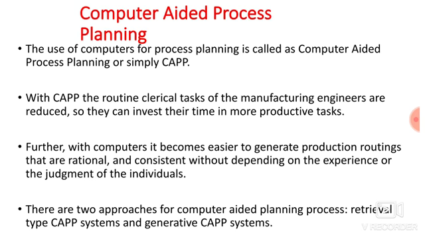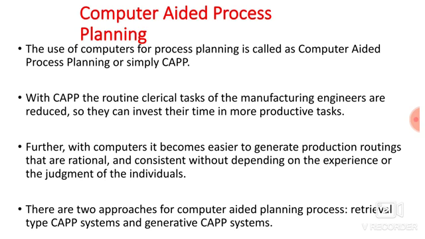Suppose your manufacturing engineer leaves the company. In that case, you have to recruit a new employee. And if he does not have sufficient experience, then he cannot write the process plan efficiently. But if you have software for generating the process plan, then you simply have to enter the details. The computer will give a proper process plan for the particular part.